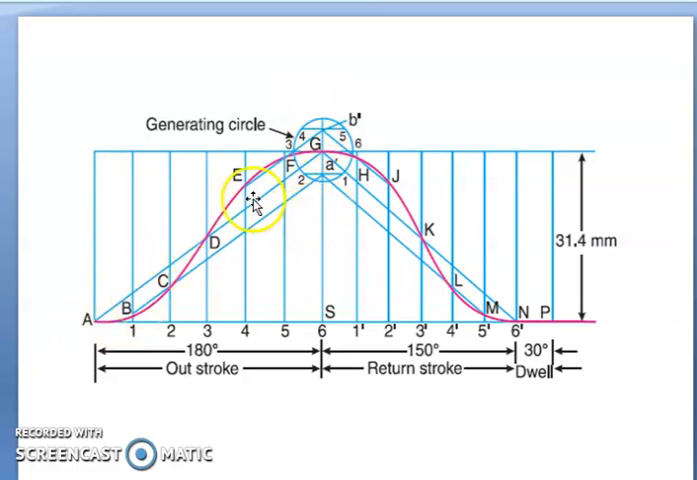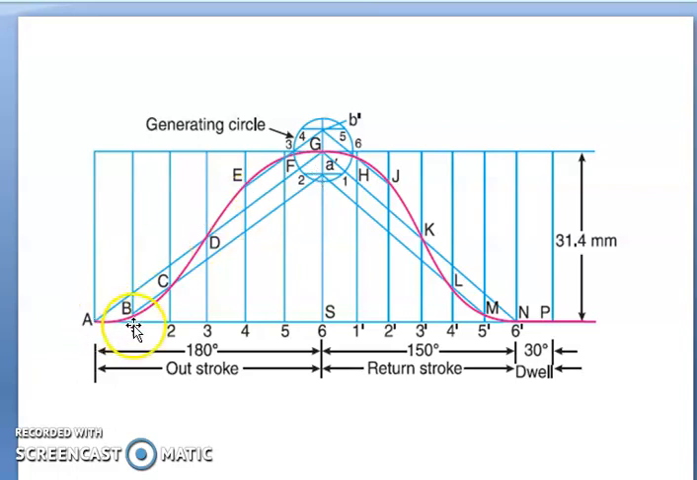Next, we are joining A to the bottommost corner and the topmost corner of the outstroke. So that gives the diagonal. Now through all these points, we are drawing lines parallel to the AG. The same is repeated in the return stroke. Again we are joining the topmost to the bottommost and we are drawing lines parallel to the line GN. So these lines will intersect the corresponding lines at the various points as discussed earlier.